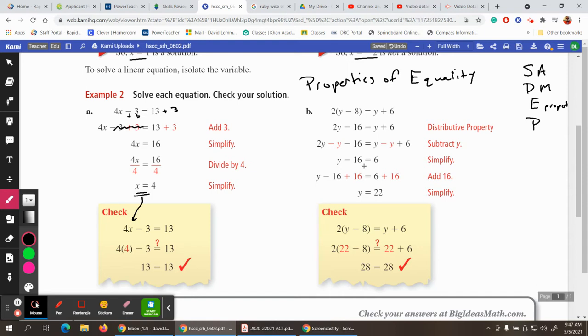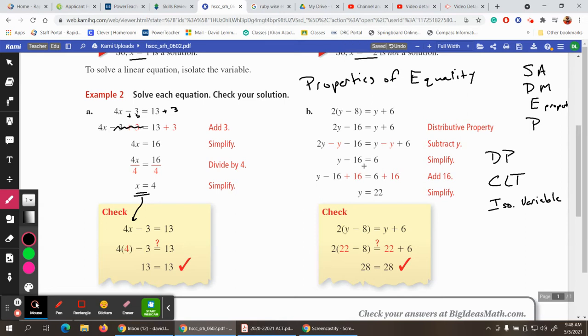All right, so here, before we do anything, we have to do our distributive property, okay? Before we dive into solving, we have to see if we can use the distributive property. We have to see if we can combine like terms, okay? And then we start the process of isolating the variable.